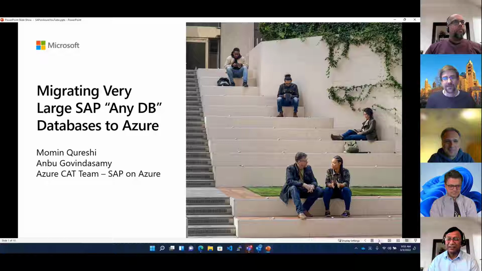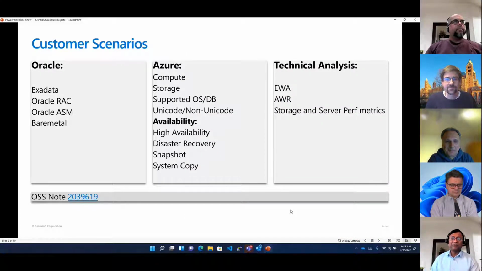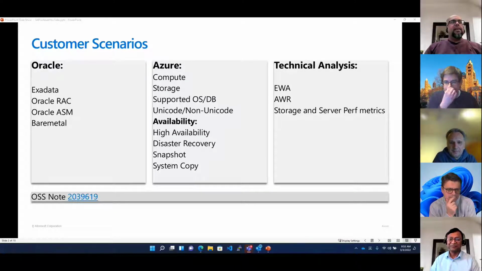Momin, if I ask you, how do we approach these 100 terabyte databases? We don't do this quite often. Most definitely, Anbu. I'd go back to some time ago. I remember customers saying that we'll put the sandbox or the development system on Azure. And now we're bringing over these 100 terabyte ECC, absolutely critical financial systems to businesses, and they're running performant and stable. So it is an absolutely amazing journey.